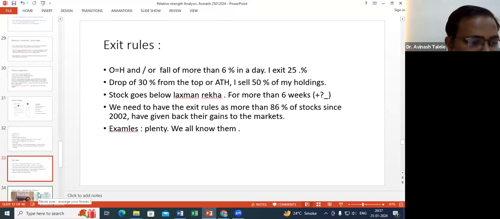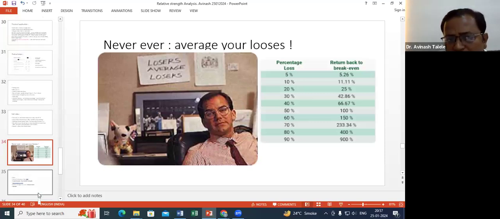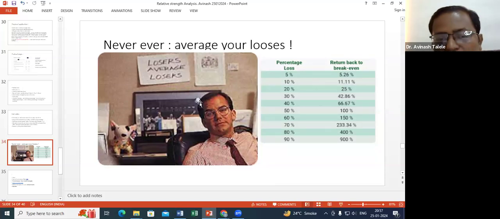Many of them. And never, never, never ever do this: average your losers. This is the great Paul Tudor Jones. He had a sticker written in his office: losers average losers. If the stock is not consistent with your hypothesis, get out with a small loss. Your assumption or hypothesis has not been respected by the market. Probably the stock is good, but the timing is wrong. And we should always have less losses.